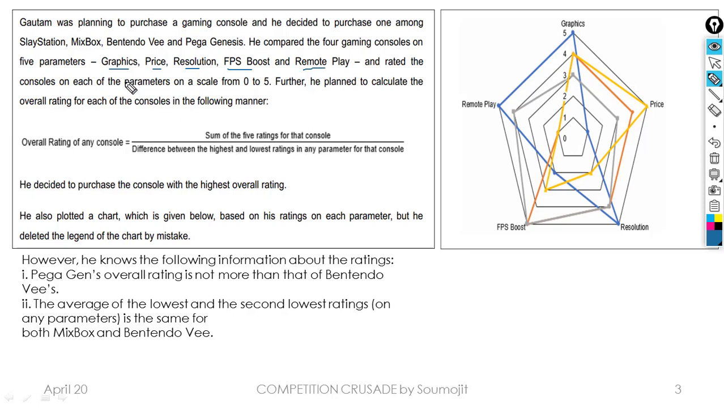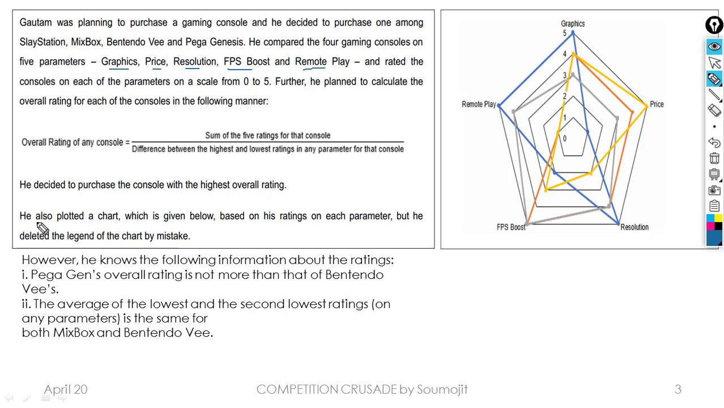Overall rating is given as sum of the 5 ratings. What are all the 5 ratings? The graphics one, the price one, the resolution, the FPS and the remote one. Upon the difference between the highest and the lowest rating. That means maybe highest for graphics and maybe lowest in some console is in FPS or in resolution. So the difference between the highest and the lowest. He then decided to purchase the console with the highest overall rating.